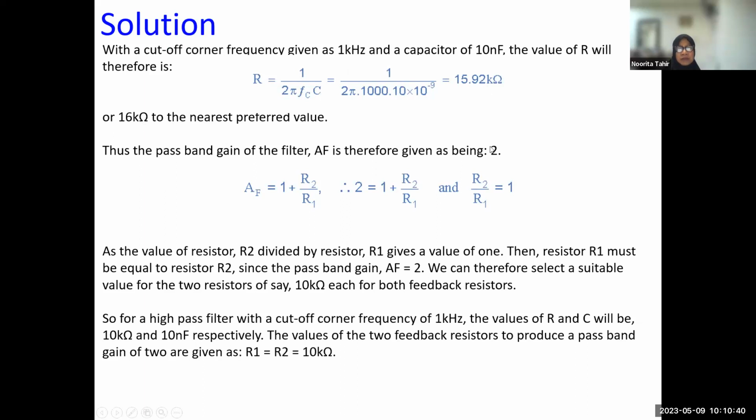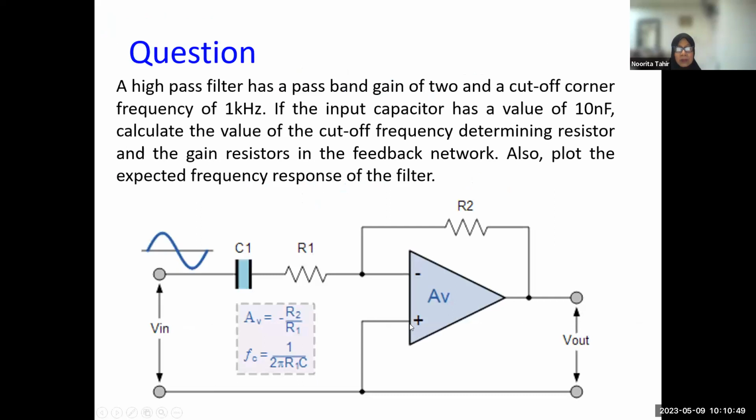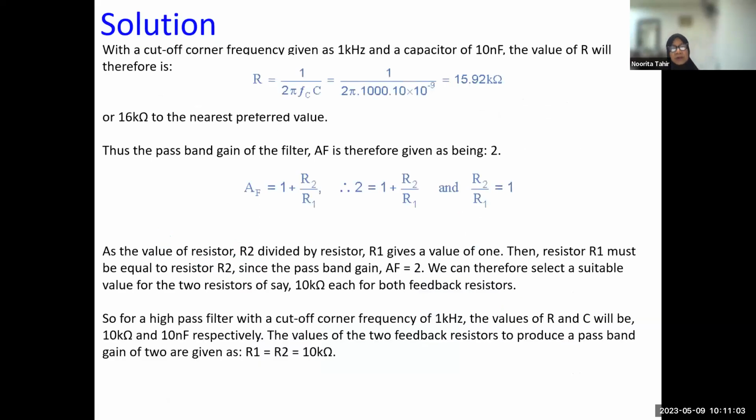And we are also given the voltage gain is 2. A high pass filter has a pass band gain of 2, which means the voltage gain is 2 here. So from there we have R2 over R1 is 1, which means R2 is equal to R1. That's the normal design of op-amp.